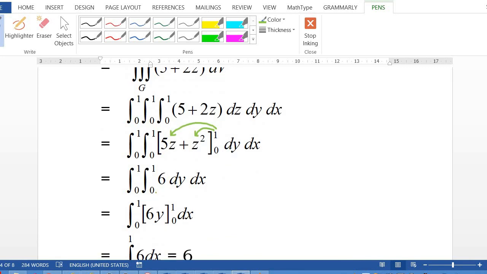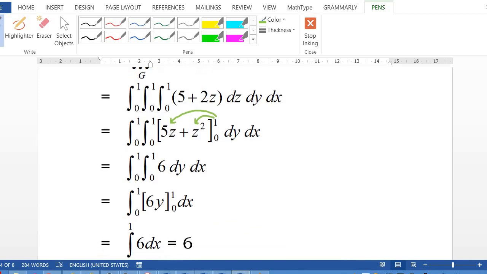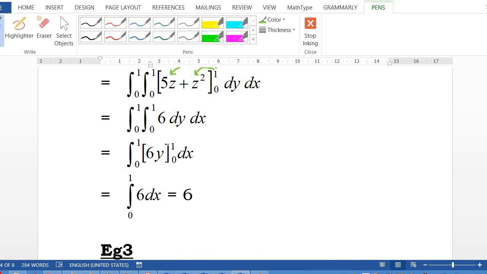Integrate 6 dy from 0 to 1. Lastly, integrate with respect to x from 0 to 1. Integrate 6 dy, you have 6y, and then the limit of y from 0 to 1 will get 6. Integrate 6 dx from 0 to 1. Lastly, you get the answer, which is 6.